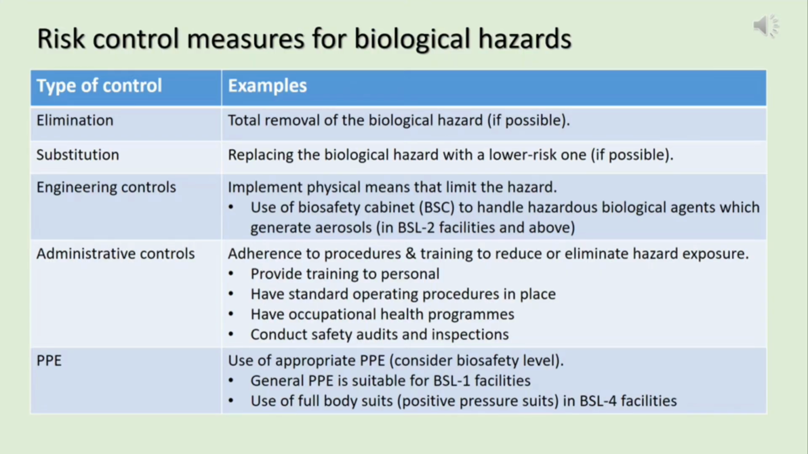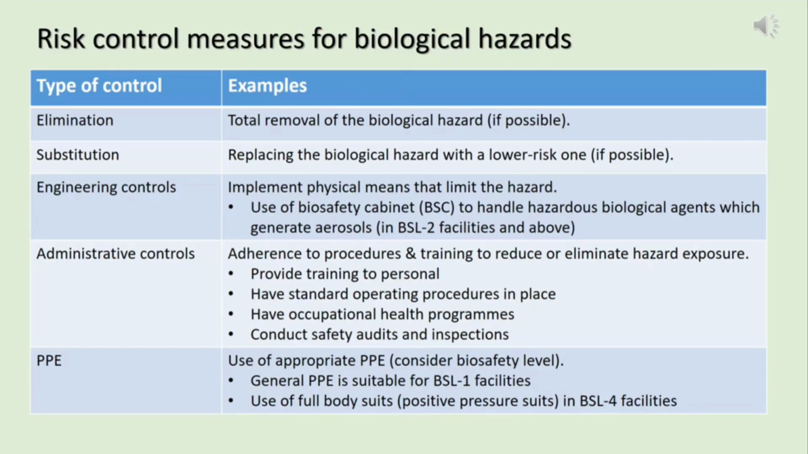Engineering control, remember earlier I mentioned, is implementing physical means that limit the hazard exposure. An example of a risk control measure for biological hazards in terms of engineering controls is the use of the biosafety cabinet, or BSC. You use a BSC when you're handling biological agents which have the potential to generate aerosols. The BSC is a safety equipment used in BSL-2 facilities and above. That means BSL-3, BSL-4, etc. This is an engineering control for biological hazards.